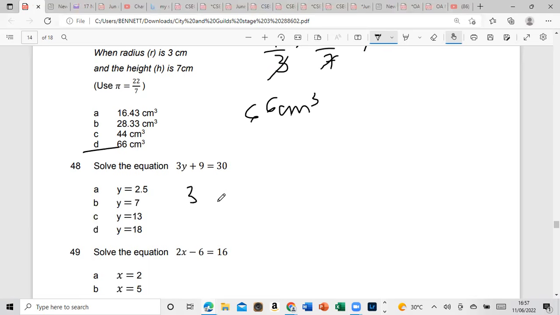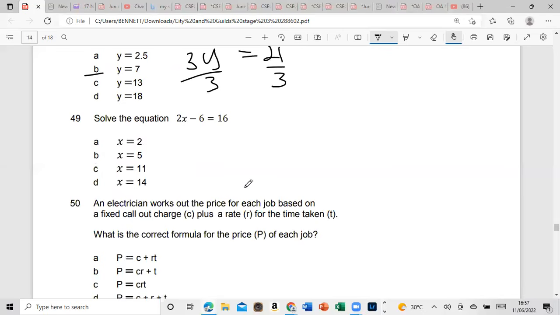So it will be 3y equals 21. We subtract the 9, divide by 3, get 7. As I say, guys, this is a really, really long number. That's 49. Solve 2x minus 6.